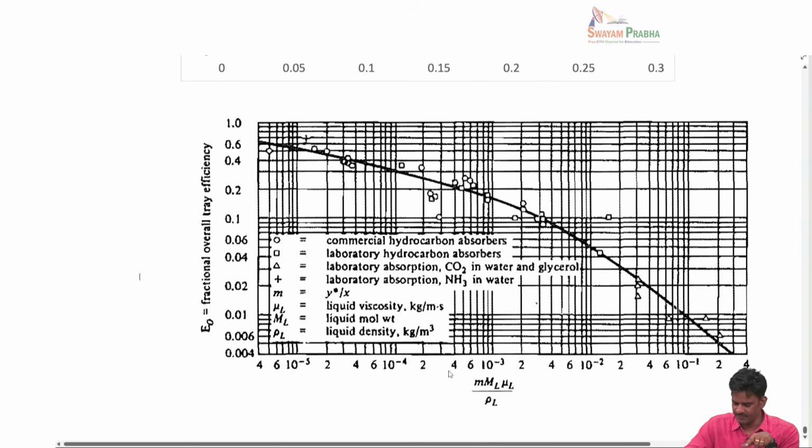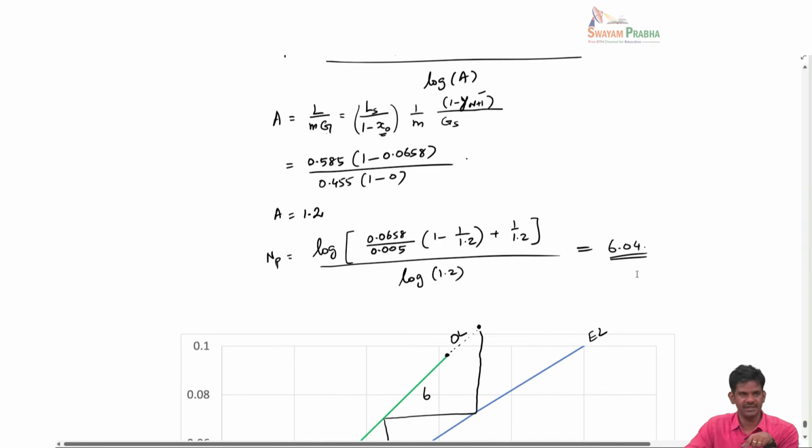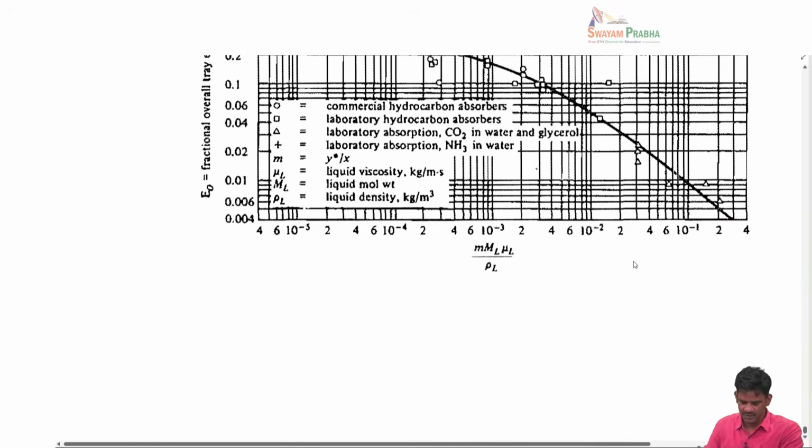For this particular problem, I'm going to calculate the value of the x-axis, the term m ML mu L by rho L, and then from there read the value of the efficiency. If I know the efficiency and the theoretical number of stages, I can calculate the total number of real stages. So what are m, ML, mu L and rho L? It is also very important to use the units given in this plot. For example, mu L should be in SI units, kg per meter second, and rho L should be in kg per meter cube. If you have the problem in English units, convert them into SI units and use this.